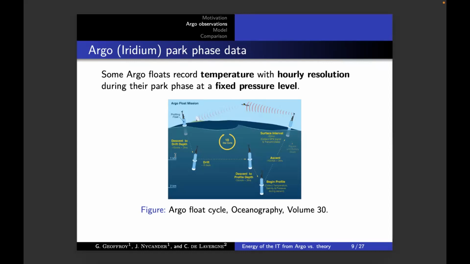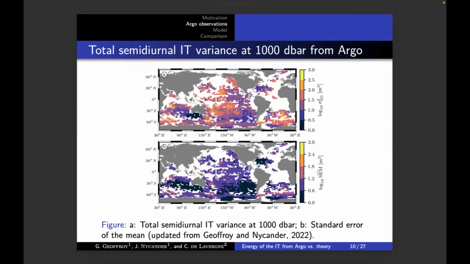So that's the base data, and after some processing, we get a global map, the one on the top panel there. This global map shows the total variance of the semidiurnal internal tide from observations at 1,000 meter depth. And the bottom panel is the error associated with that.